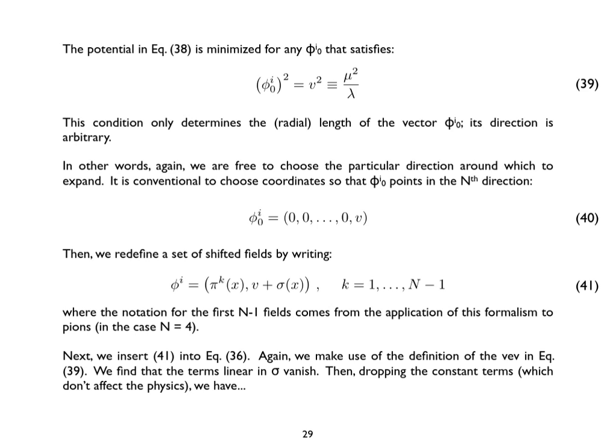But this again only determines the distance from the origin. In this case, it's a radial length, right? Because you can go in any direction. And so what we want to do is shift the field by this radial length.